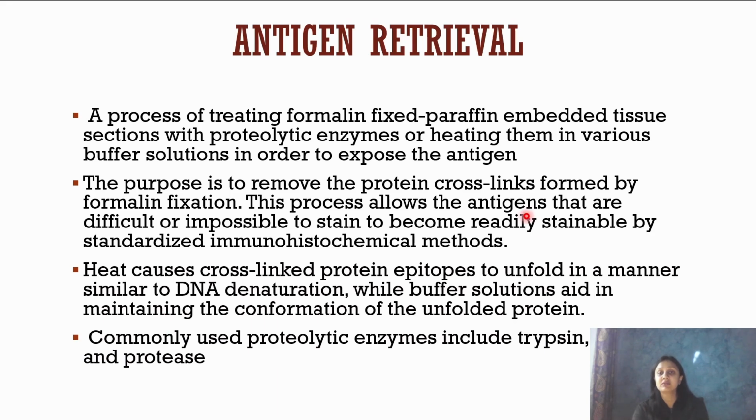This process allows our antigen that are difficult or impossible to stain to become readily stainable by standardized immunohistochemical methods. So, the heat causes cross-linked protein epitopes to unfold in a manner similar to our DNA denaturation, right? While buffer solutions, what do buffer solutions do? They aid in maintaining the conformation of the unfolded protein, because if you do not use buffer solutions, they might change their conformation and they might become folded again.